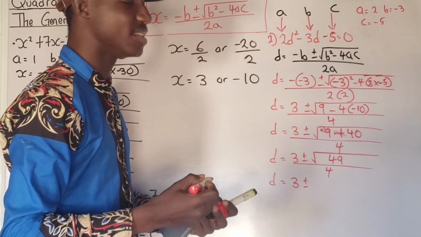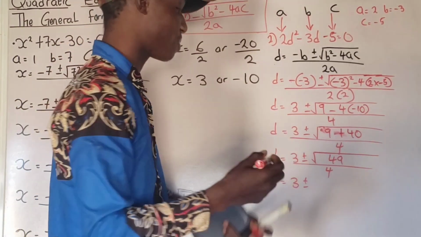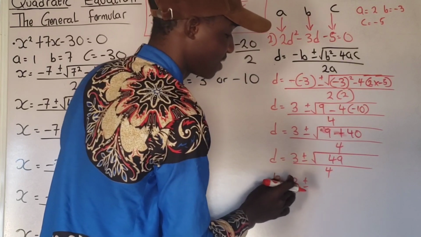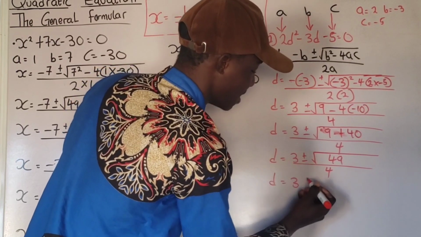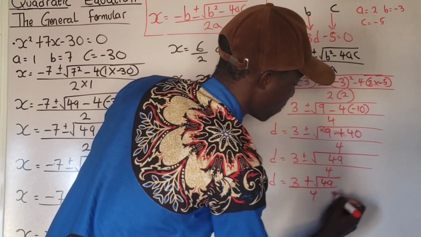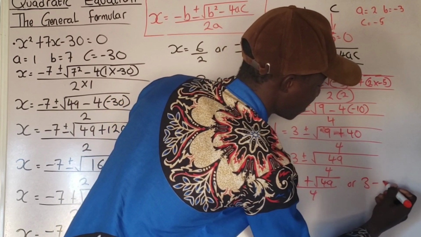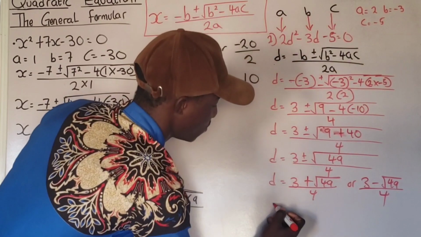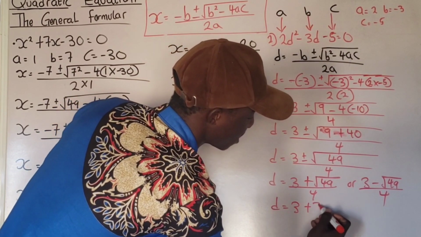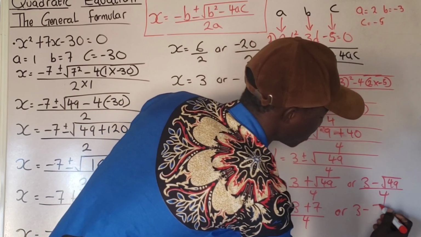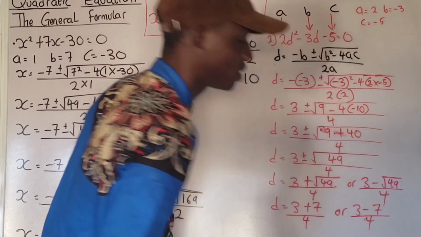The square root of 49 is 7, because 7 times 7 gives us 49. So I'm going to have 3 plus or minus 7. Let's separate here: 3 plus root 49 all over 4, or 3 minus root 49 all over 4. So d will be equal to 3 plus 7 all over 4, or 3 minus 7 all over 4.